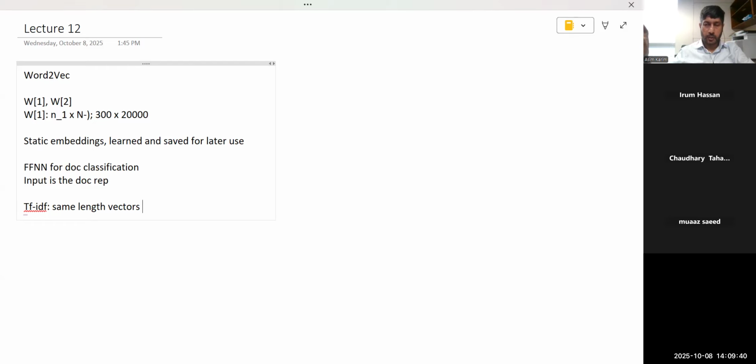And of course, the output layer will depend on your classification problem. If it is a 3 class problem, there will be 3 nodes. 10 class problem, 10 nodes, and so on.